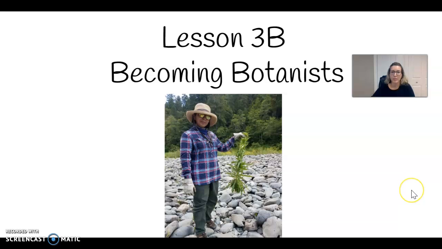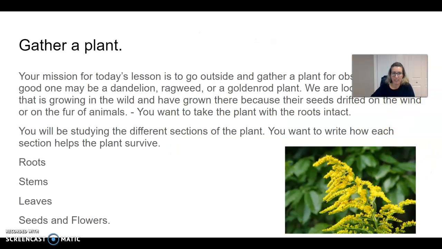Fifth graders, welcome to lesson 3B of our Matter and Energy in an Ecosystem unit. This section is called Becoming Botanists, and botanists are scientists who study live plants. So today you are going to become a botanist and you are going to study a live plant.